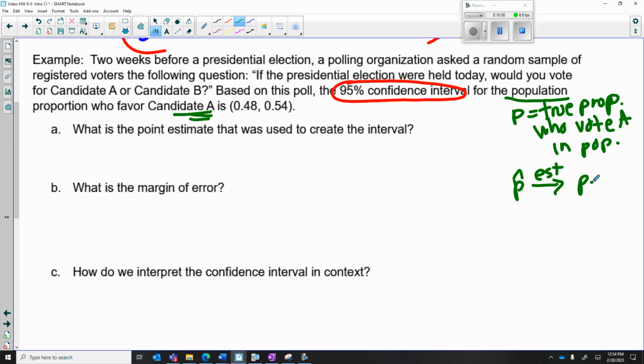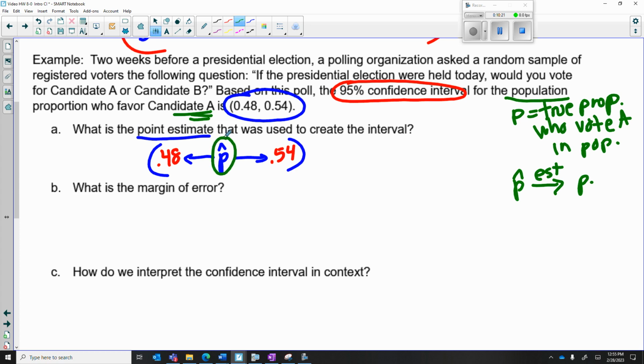So it says we have an interval here. Here it is. And it says, what is the point estimate that was used to create this interval? So remember, I said the p-hat, or the statistic, is going to go in the middle of the interval, and the interval is going to be the endpoints on either side. So if I want to get this estimate, which is the midpoint of the interval, I just have to find the average of the two endpoints. So to do that, I would just do 0.48 plus 0.54 divided by 2 to get the average, which is going to be the midpoint.